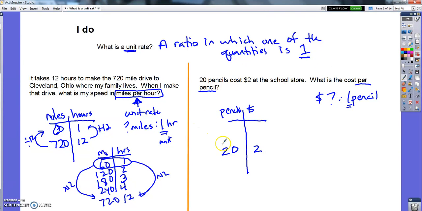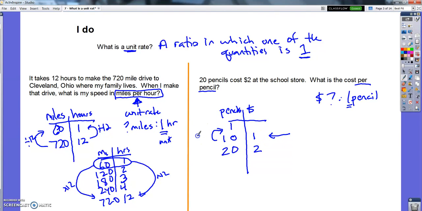So I could go back, like I know going backwards, it would be 10 pencils for $1. This, by the way, isn't the unit rate I'm asked about, but it is, notice, a unit rate because I've got 10 pencils per dollar. So this is a unit rate, but it's not the one I'm looking for. I'm looking for the one with one pencil, though this is also a unit rate.